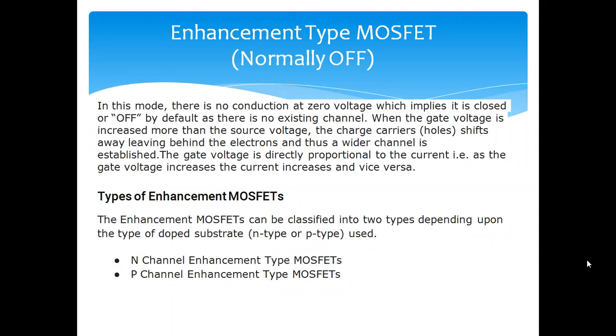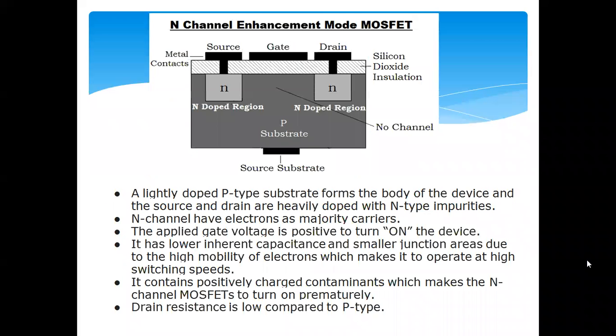Again, for the enhancement type, as we have discussed, there is an N channel and a P channel. For the enhancement type MOSFET also, there is an N channel enhancement type MOSFET and a P channel enhancement type MOSFET. So this is about the N channel enhancement mode MOSFET. Here the same construction will be there, with a P type substrate.